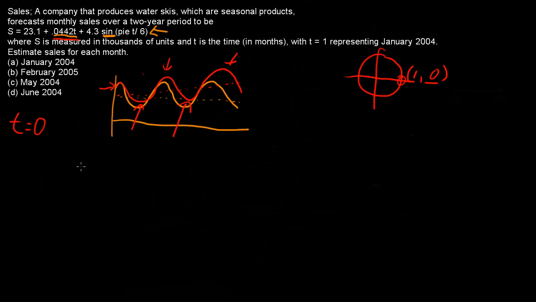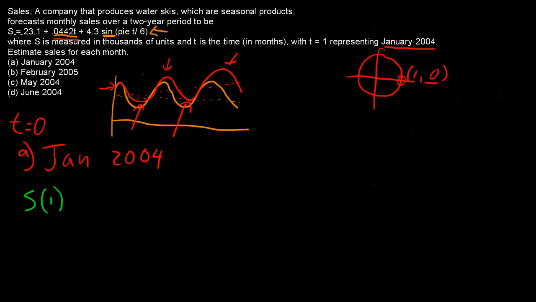Alright, so now let's start. It says estimate the sales for each month, and we're going to do A first, where it says January 2004. It tells us that t equals 1 in January 2004. So all we do is plug in 1 for t in this entire equation. So what we have is S of 1.